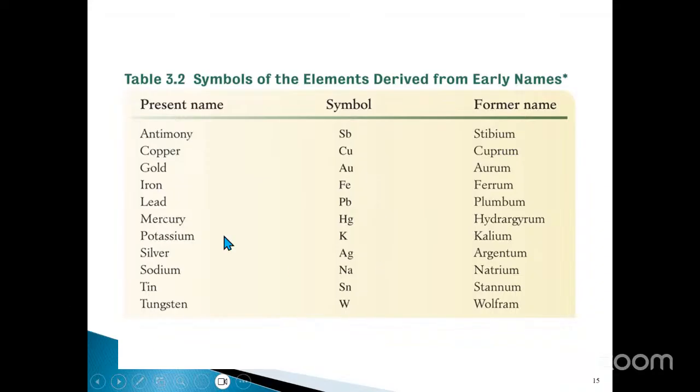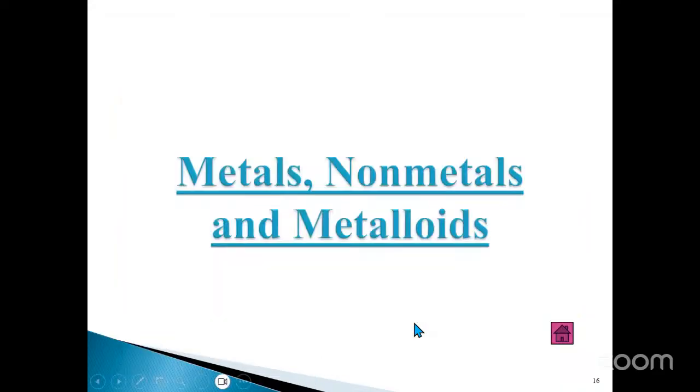For example, potassium, the symbol is K, right? You cannot see the connection between K and potassium, and that's because the original name of potassium was kalium, all right? So that's basically how some of these symbols are used for some elements where you don't see the immediate obvious connection between the name of the element and the symbol, all right?